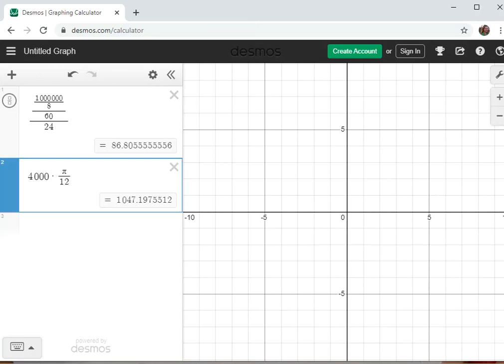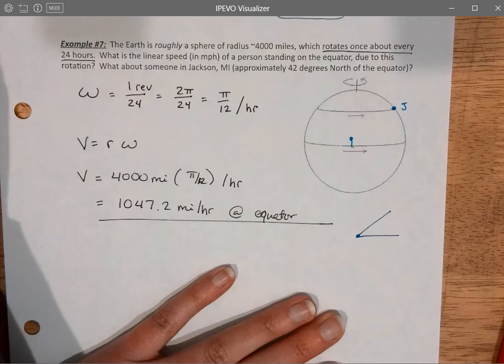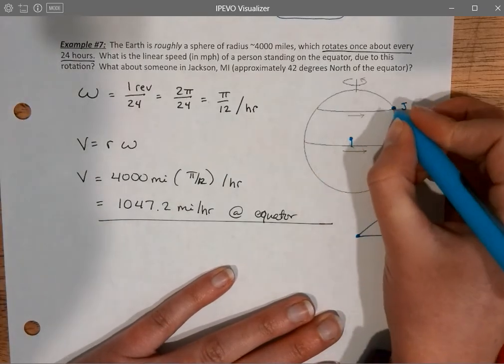Okay, so now we're going to check out how fast the person at Jackson is moving, not the person on the equator. So I'm going to try to draw in some angles right here. I'm at the center of the Earth. If I angle up to Jackson, we're going to turn the Earth so that Jackson happens to be right there. Oh, sorry, guys, I forgot to switch my screen. Okay, so we're going to turn the Earth so that Jackson's right here on the corner.